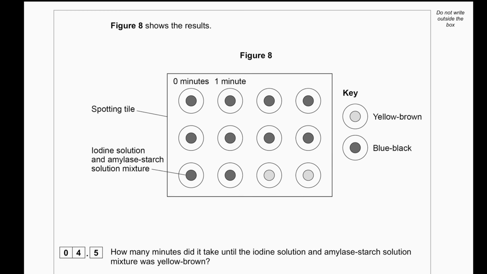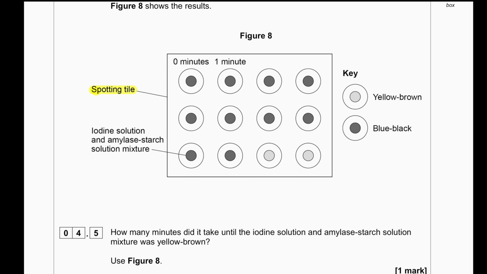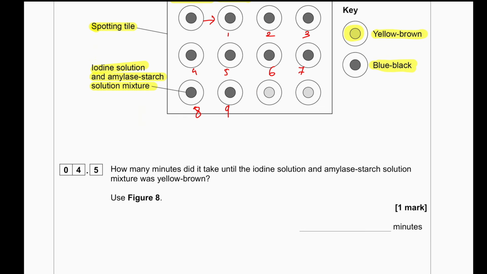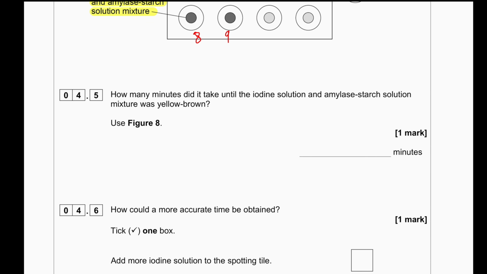Figure 8 shows the result. We can see a spotting tile and we can see it starts from 0 minutes and then 1 minute, meaning this direction is the one that we have to follow. Alright, then we can see iodine starch solution and amylase starch solution mixture. This lighter one indicates yellow brown and the darker one indicates blue black. So we can see after 1 2 3 4 5 6 7 8 9 minutes, we can see that the reaction has finished.